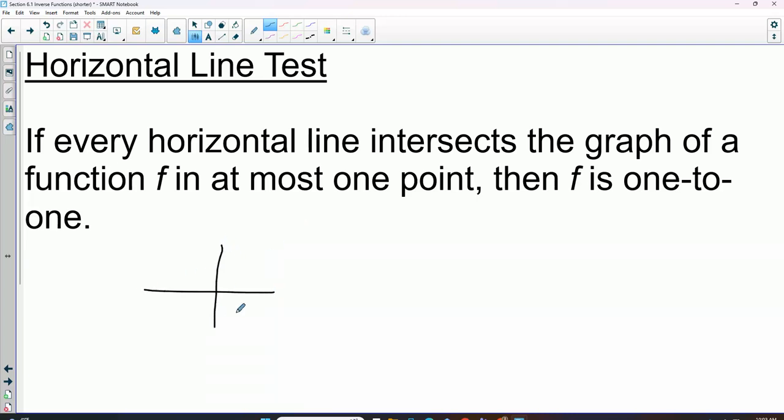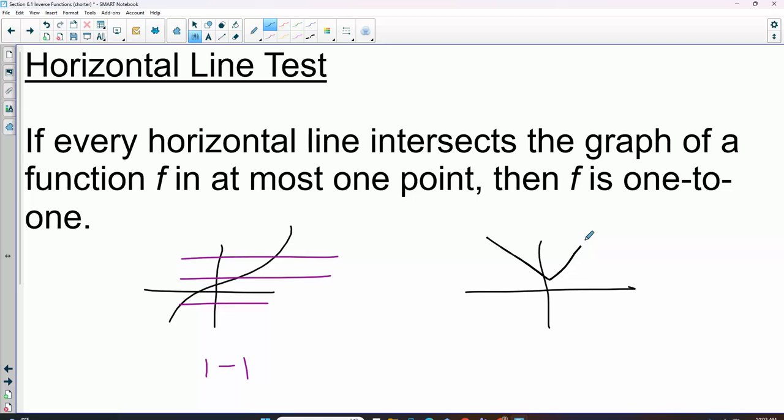So for instance, if I gave you something like this, is that going to pass the horizontal line test? Everywhere I draw a horizontal line, it would only hit once. So that is 1-to-1. If I gave you something like this, no, that one fails the horizontal line test. So that one is not 1-to-1. So just like we did vertical line test to check for functions, we can do horizontal line test to check for 1-to-1.